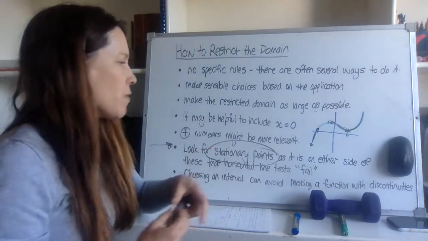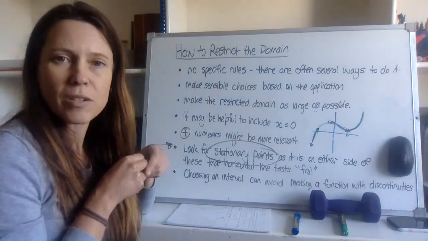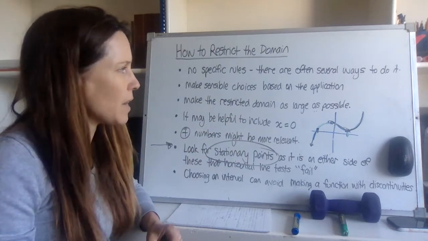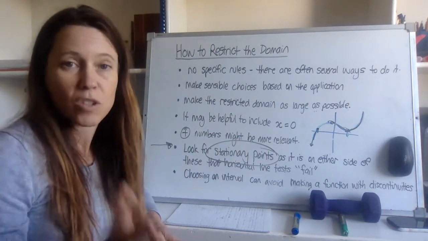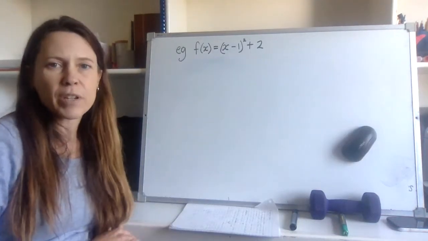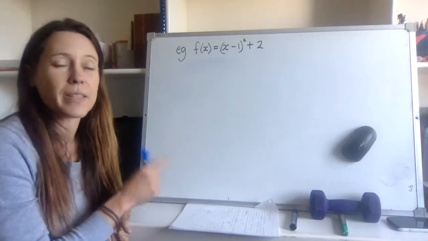So as we look at each inverse situation, I think you'll get better at making a sensible choice about how to restrict the domain. When we look at the trig graphs, there's just one way that we're going to do it every time. Let's have a go now at restricting the domain of this function so that its inverse is also a function.